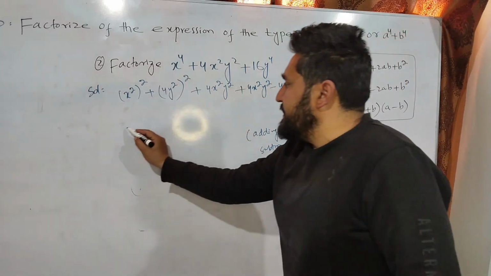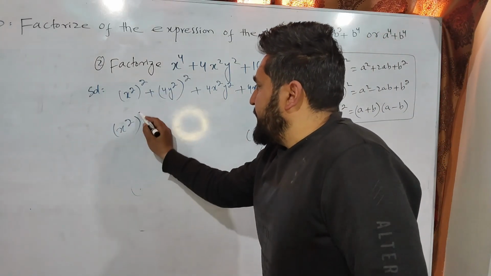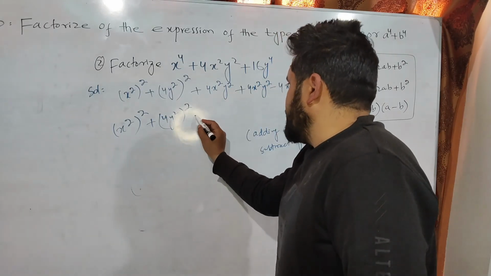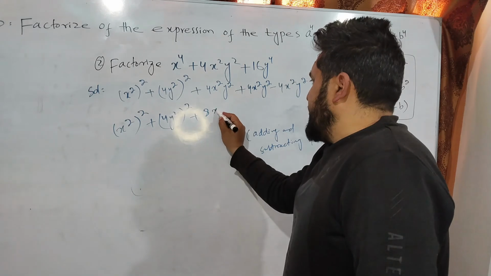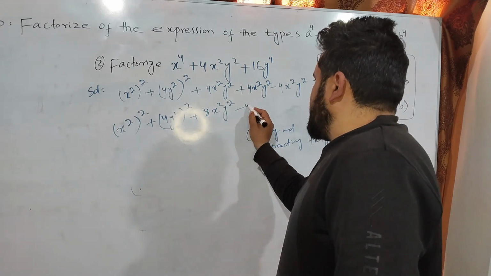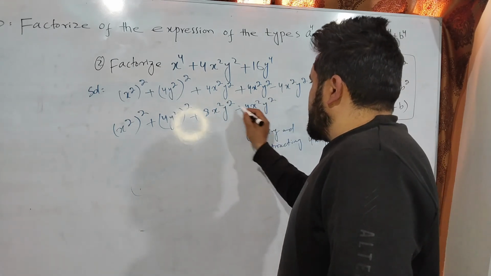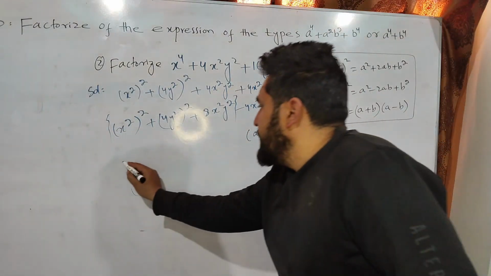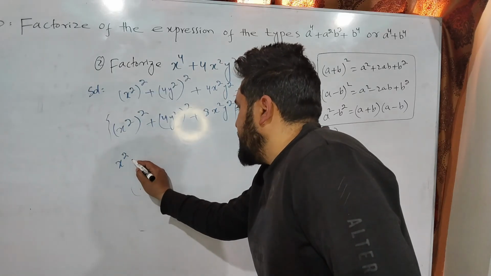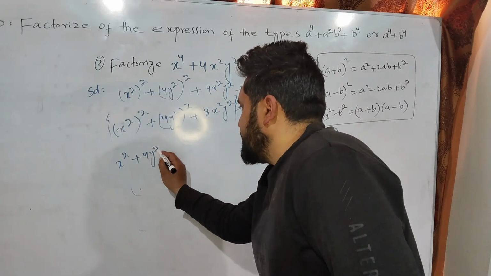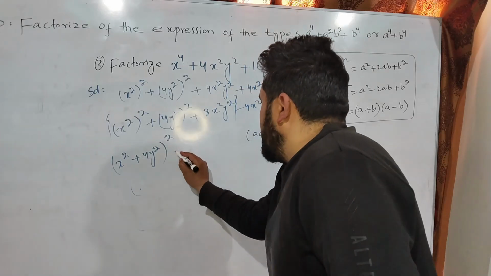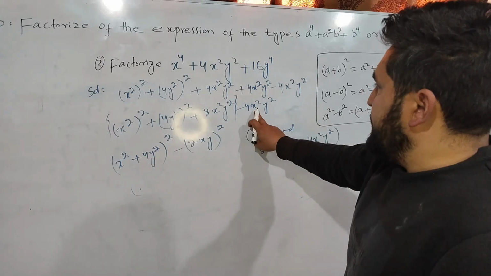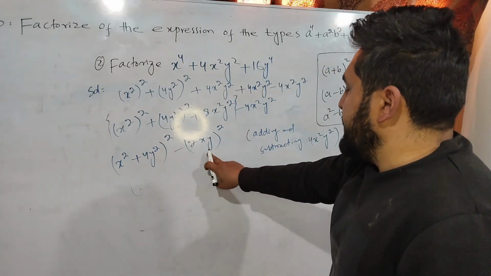Now just simplify, that is (x square plus 4y square) whole square plus, if we add these two, that is 8x square y square minus 4x square y square. So this is a formula. We use this identity, that is, what is our a? Our a is x square, and what is our b? Our b is 4y square, whole square minus (2xy) whole square. We just simplify this like this one.